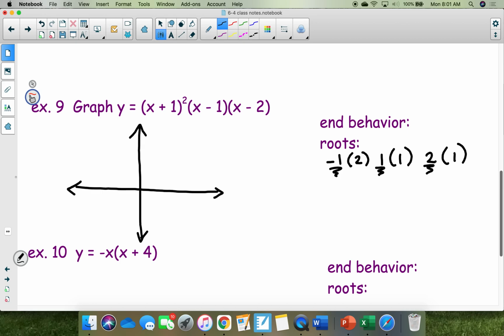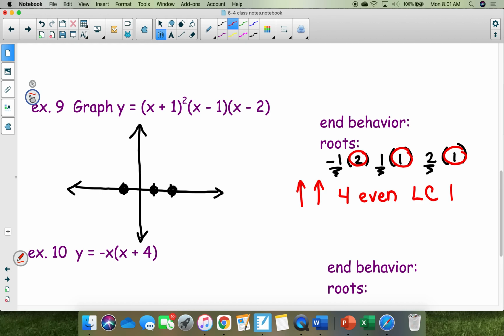So I have to put a dot at 2. I need to put a dot at 1 and a dot at -1. Those are my roots. I know when I add up the parentheses that it adds up to 4. And that's an even number. And the number out in front, my leading coefficient, is a 1. So this one faces up, starts up and ends up.